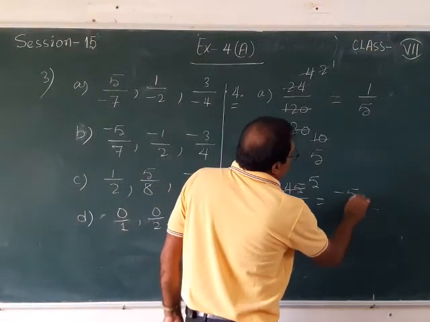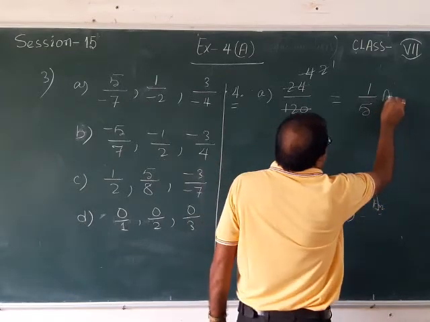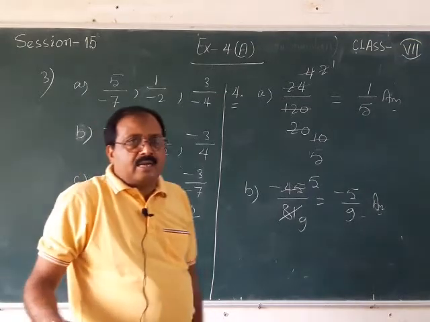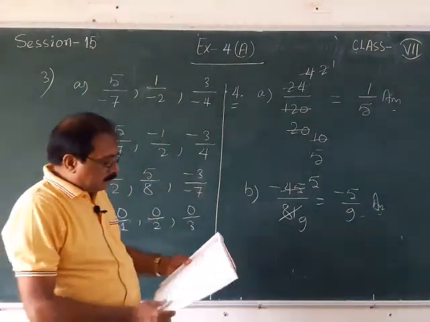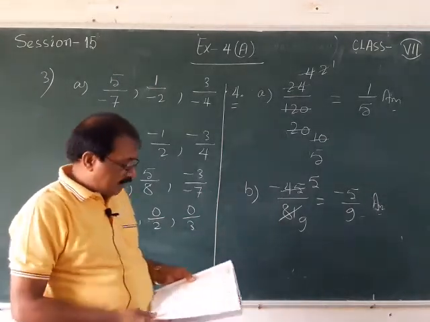So minus 5 upon 9 will be the answer in its standard form. So like this you can cancel and write your answer accordingly. You will have the answers of these questions. So you have to think of a number which can cancel it.